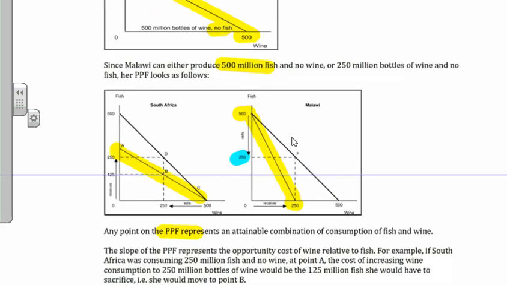They can get now to point D on the graph. Let's change our color. Everyone comes up, why can they get to point D? Because now they can consume 250 million fish, and they can have wine as well. Everybody comfortable with that? Whereas beforehand, for their 250 million fish, they got no wine.